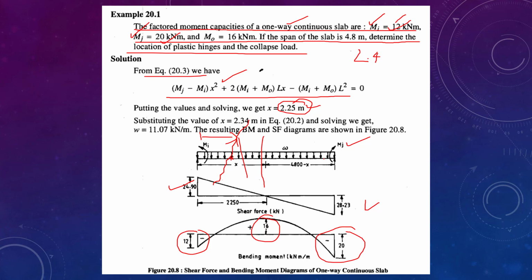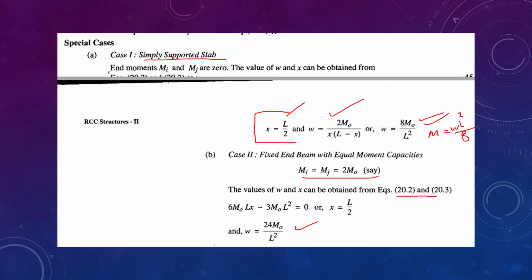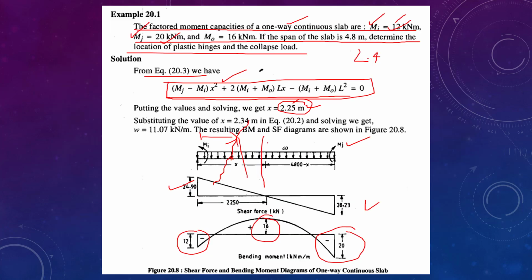So now we know how to. This will be the common equation for all cases of one-way slab, and you can apply the values known to you, and the condition we just put for the simply supported slab and the fixed end beam, to solve for the collapse load as well as the location of the yield line.